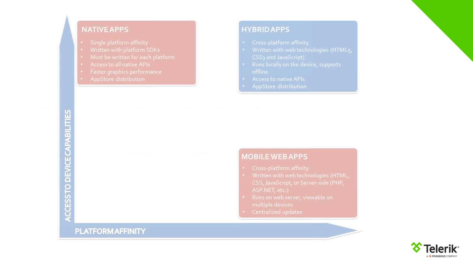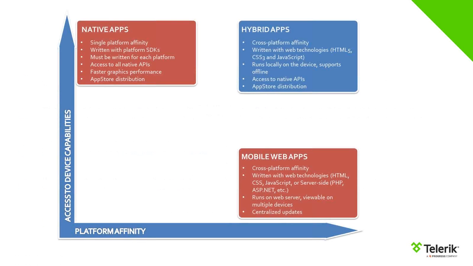So sometime back in 2012 or 13, our think tank at Telerik, all our strategy guys and the CTOs, sat together and put up this particular two-axis graph. I like this very much because it clearly defines what you should be looking for in terms of decision. So the first thing is platform affinity, meaning if I write a mobile app, how many platforms can it run on. That's what affinity means. And then of course access to device capabilities.